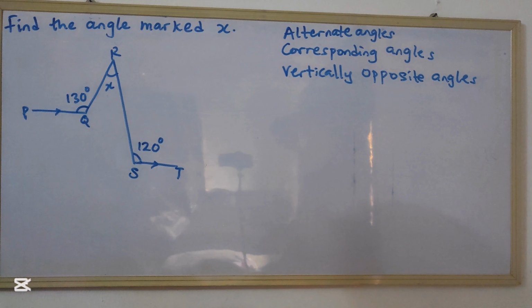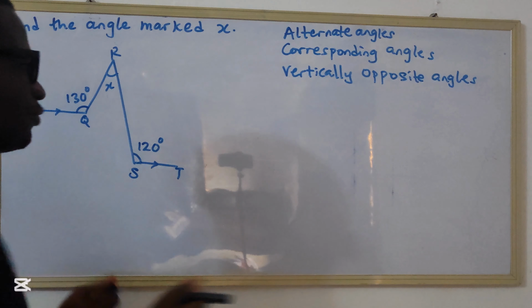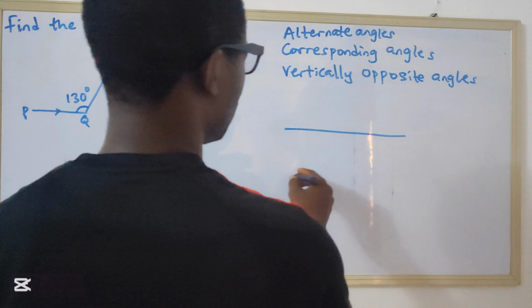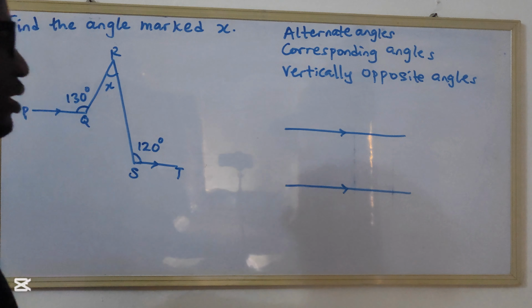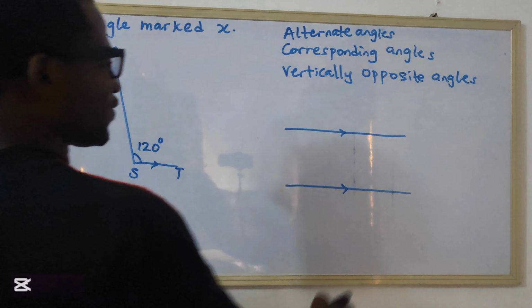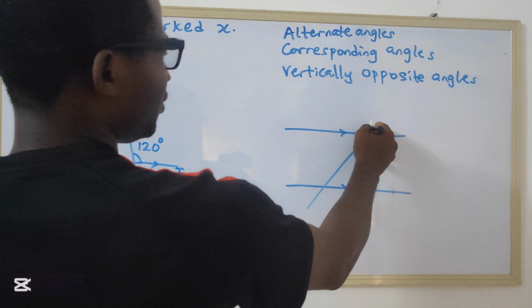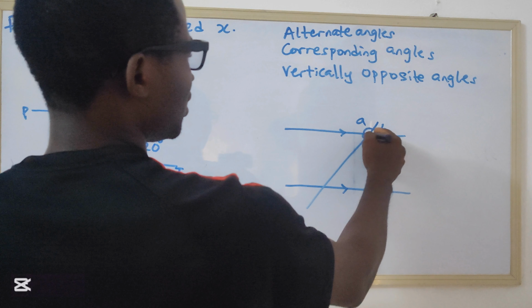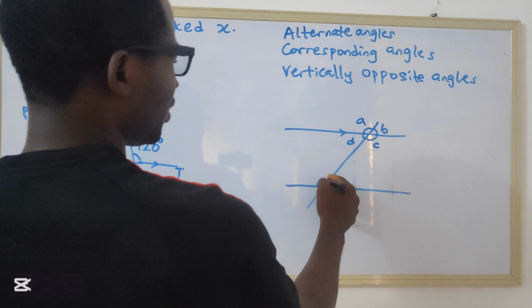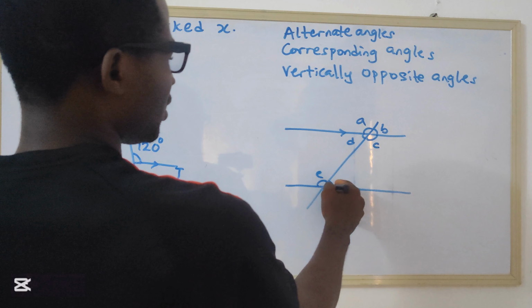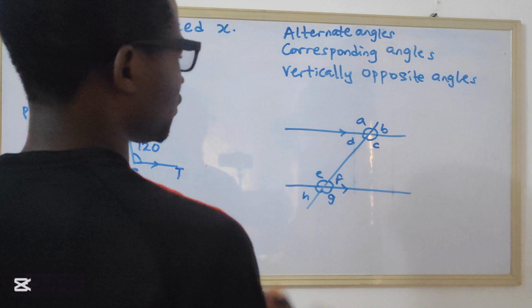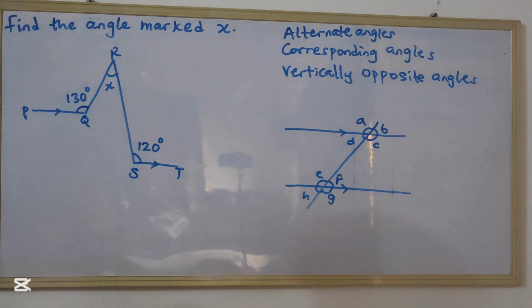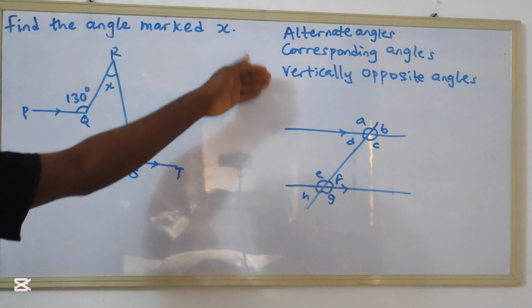So now plane geometry deals with parallel lines. So if I have two horizontal parallel lines, like this arrow indicates that they are parallel, and a transversal line, I can label the angles A, B, C, and then D, then E, F, G, and H. Now, from this particular diagram, I'm going to show you these three relations.